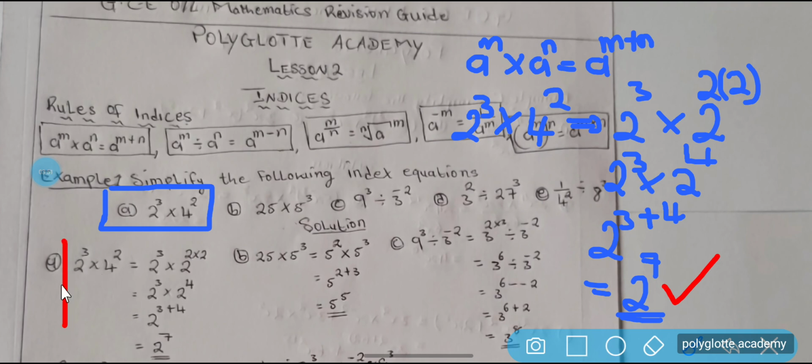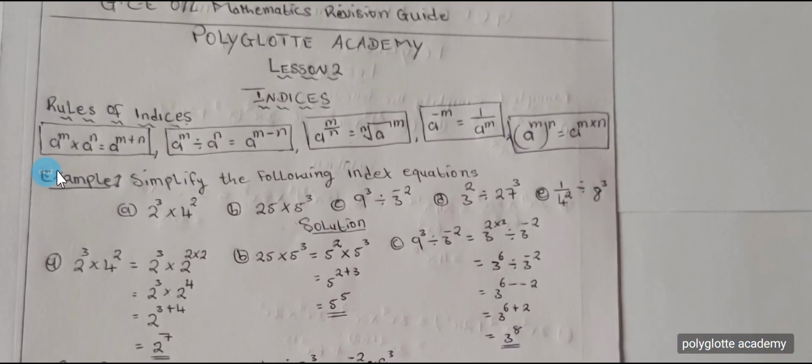This is the solution, but I am using the video to explain how I got the solution. Yes, so that is it. Let's move on to the B part of the equation. The B part of the equation, this is it.